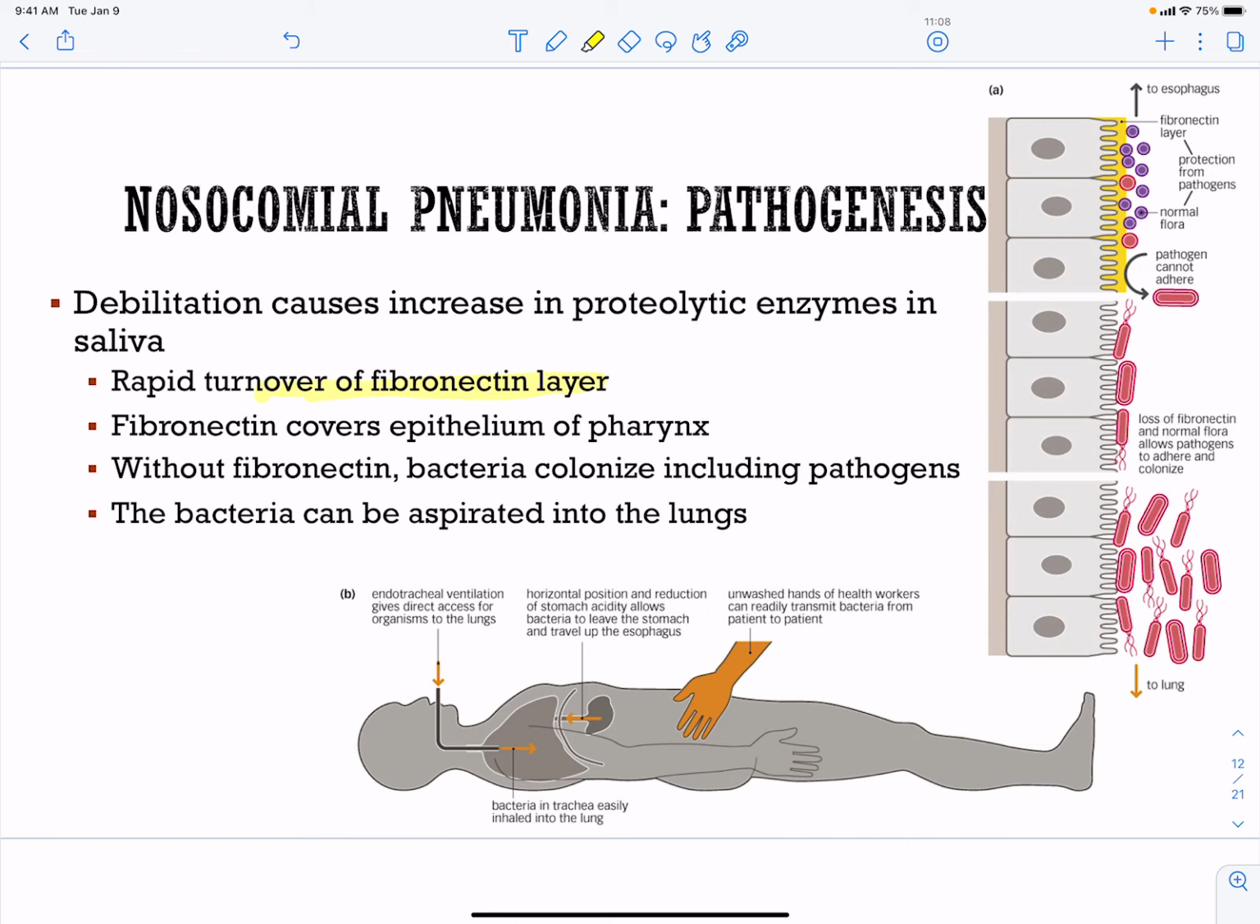So typically, you would have your protection, this yellow fibronectin layer here, so the bacteria cannot colonize. And then the pathogens are going to gain access when that fibronectin layer is removed.